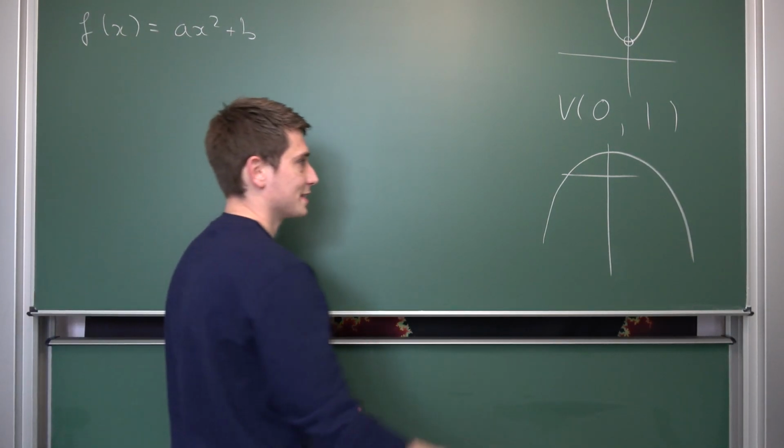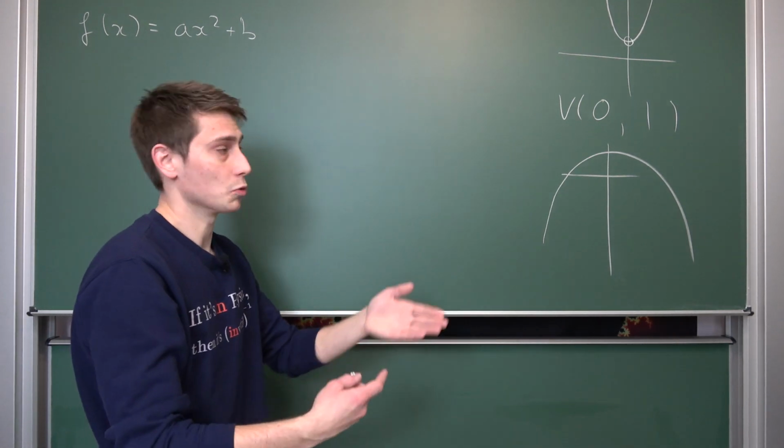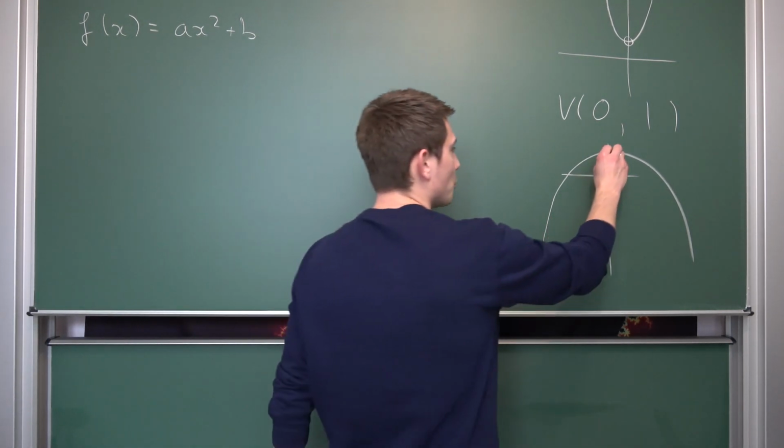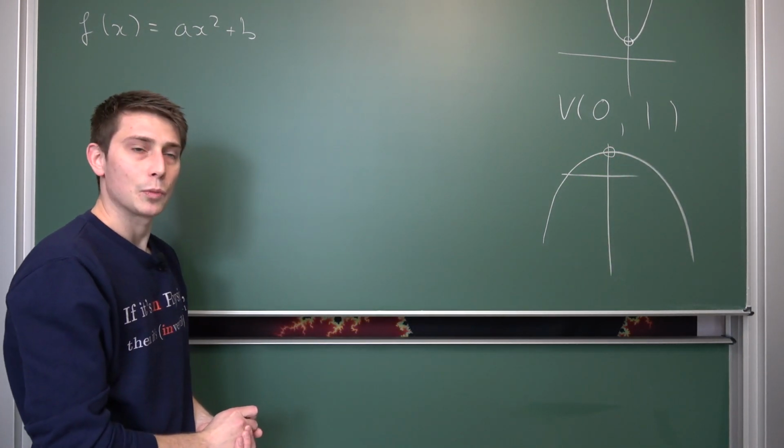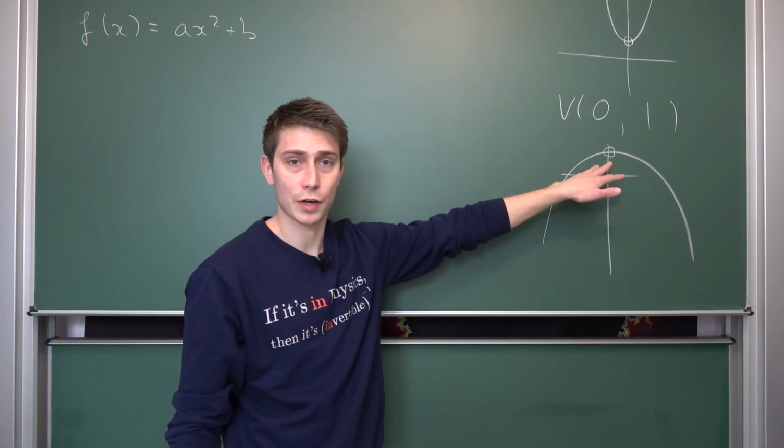Think back to what we just said. The vertex is the highest or lowest point on our parabola. Obviously it's the highest point here. It's basically the top of the mountain, you could say. And how can we find the coordinates here?